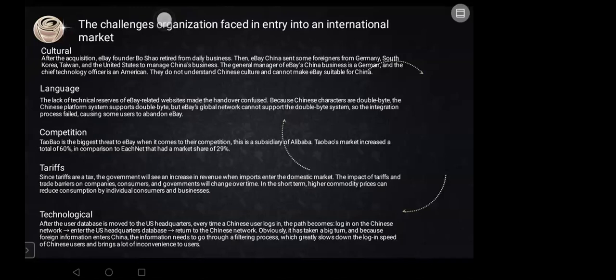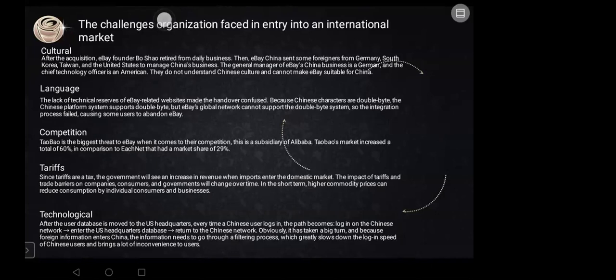Then competition. As everybody knows, especially girls, everybody knows Taobao, where things are cheap. So eBay is facing the biggest threat from Taobao because it's a subsidiary of Alibaba. As you can see here, Taobao's market share increased to a total of 60%, in comparison to EachNet, which is owned by eBay, that has a market share of only 29%.